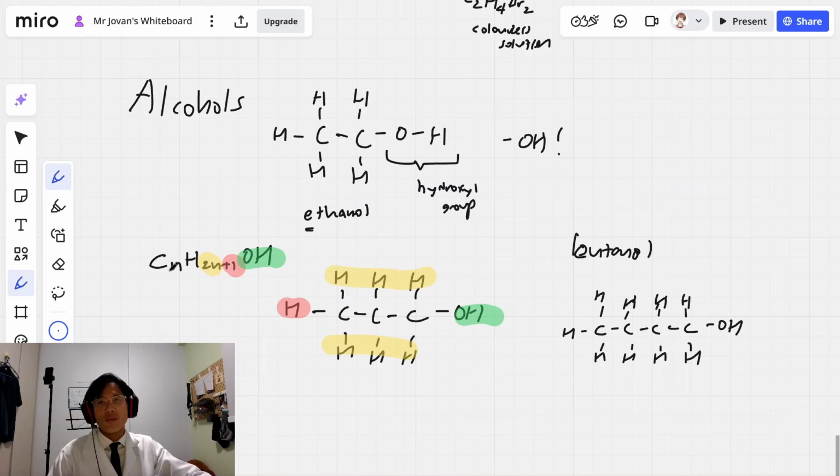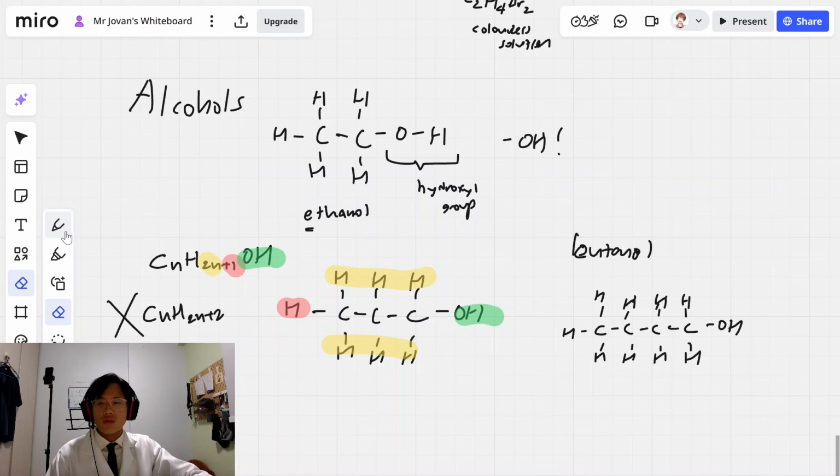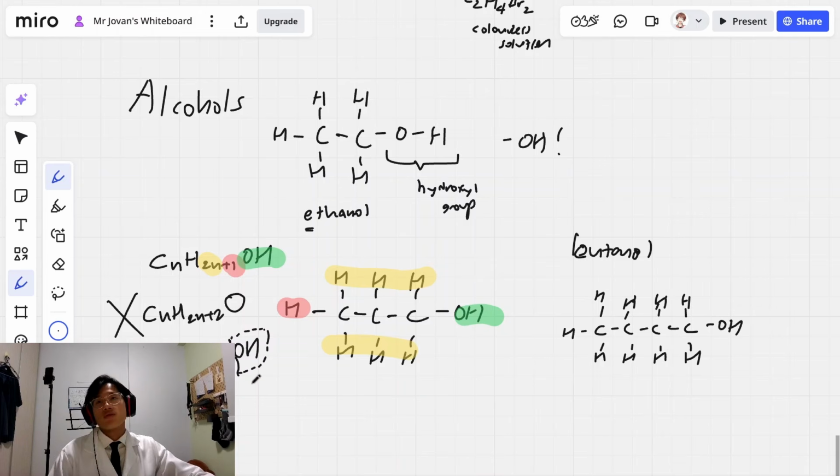For the general formula for this, take note that I don't want you to write it like that. No. Why? This doesn't tell me whether it's an alcohol or not. This could be something else that we didn't learn. It's important to keep the OH together as one. You must keep this part together as one to show that it's an alcohol. Very important. So now we know the general formula for alcohols.